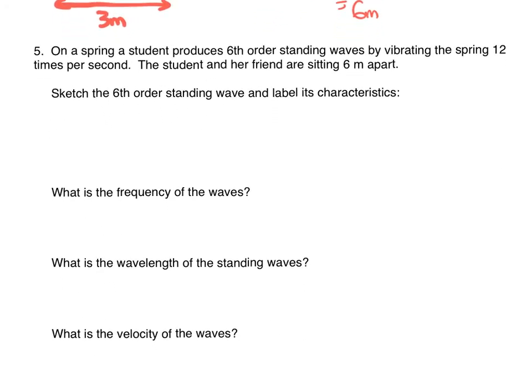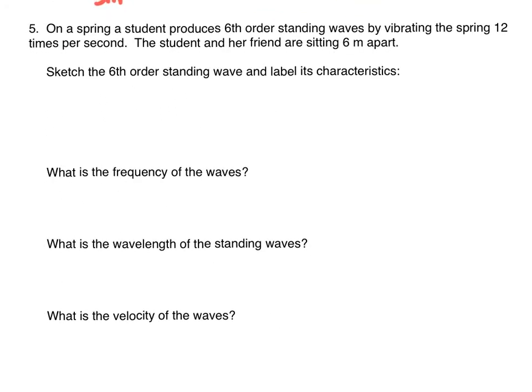All right, let's look at number 5. It says on a spring, students produce 6 order standing waves. We'll do that again. So we need 6 antinodes. That's going to be like 3, 4, 5, 6 or so. Let's see if these all connect out. This is not my best work here, people. All right, so there's 6 order. Yeah, I've done better. All right, maybe you'll do better, right?